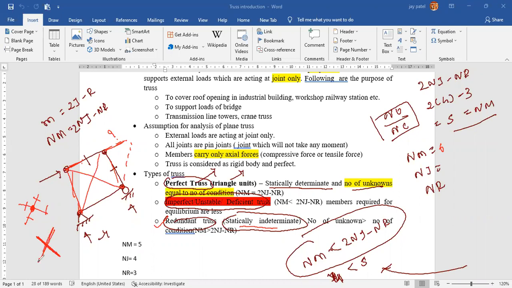Consider this whole member, and there is no joint. We do not consider any joint here. Is it clear? So it is a simple case. I am not providing any joint here. That's the reason the number of members is 6. Number of joints is 4. There is no change. Number of reactions is 3. As it is, apply the condition.